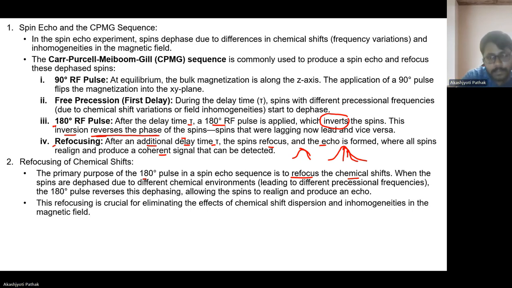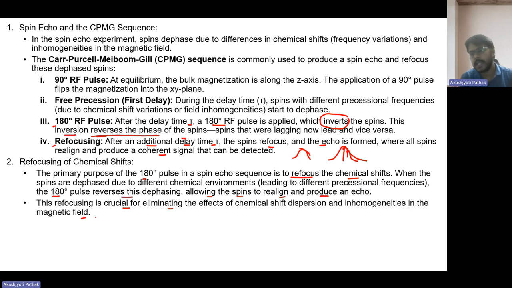Okay, do you understand? The spins are dephased due to the different chemical environments. The 180-degree pulse reverses this dephasing, allowing the spins to realign and produce an echo. This dephasing gets reversed and they will refocus. So this refocusing is crucial for eliminating the effect of chemical shift dispersion and inhomogeneities in the magnetic field.